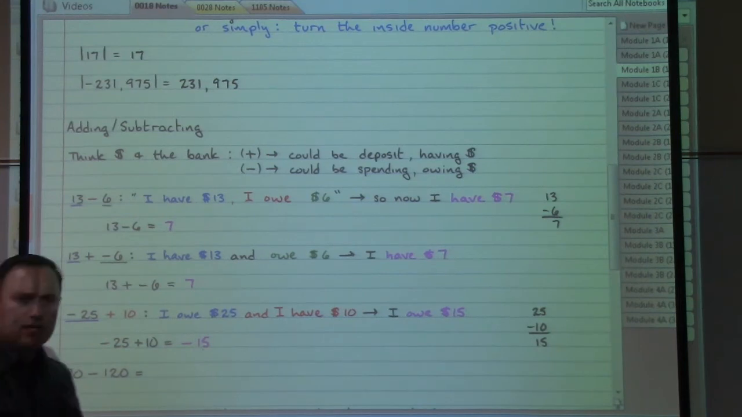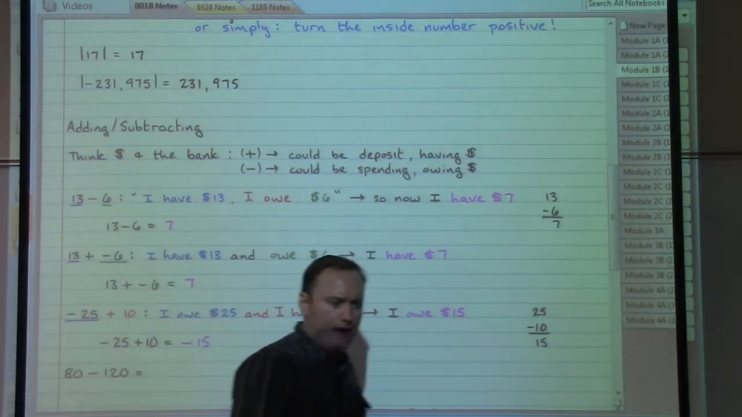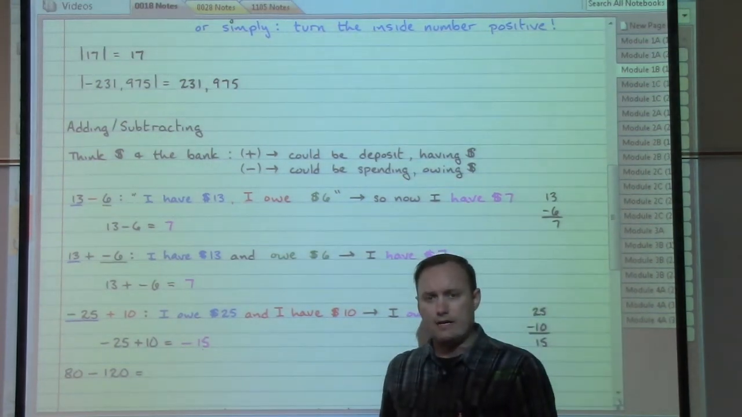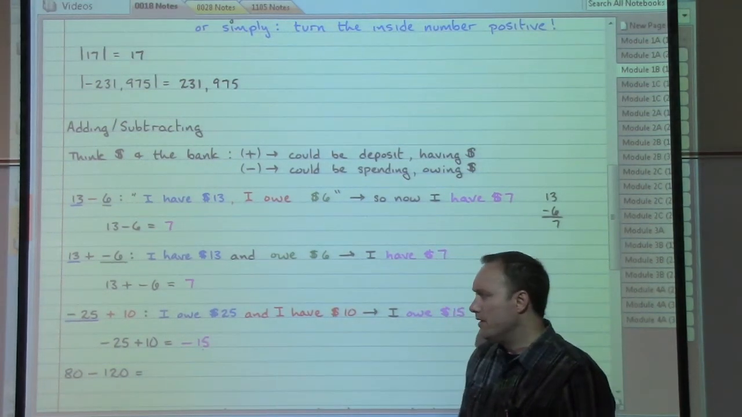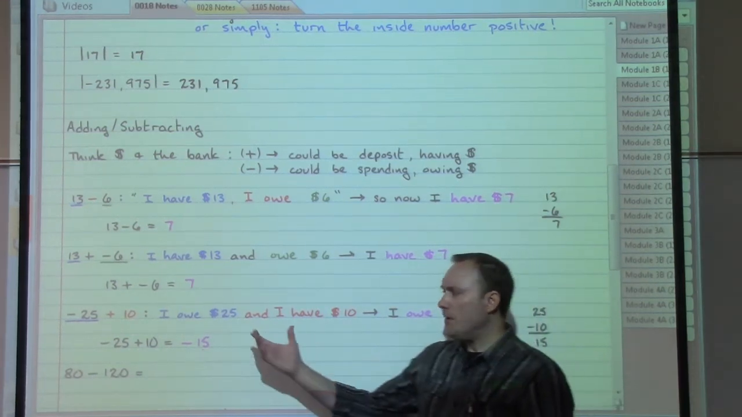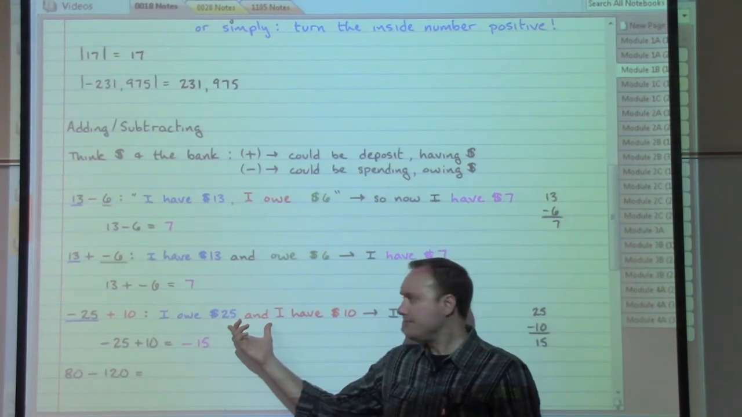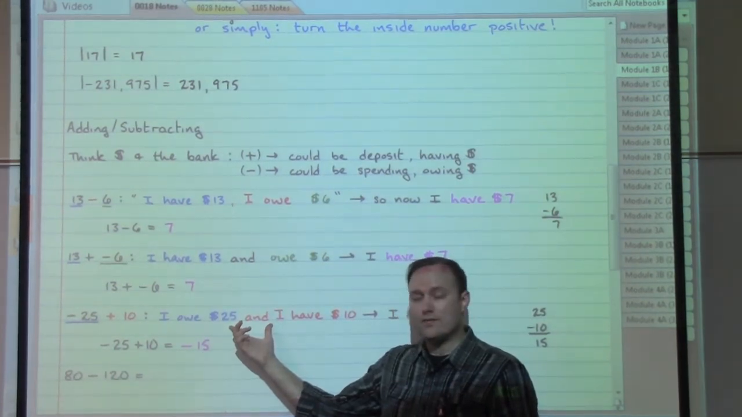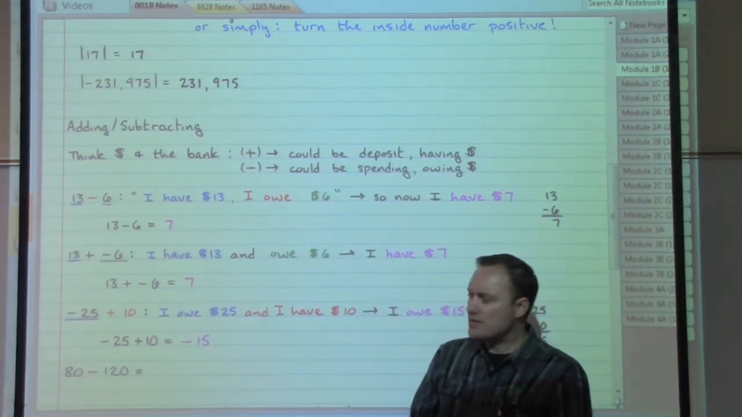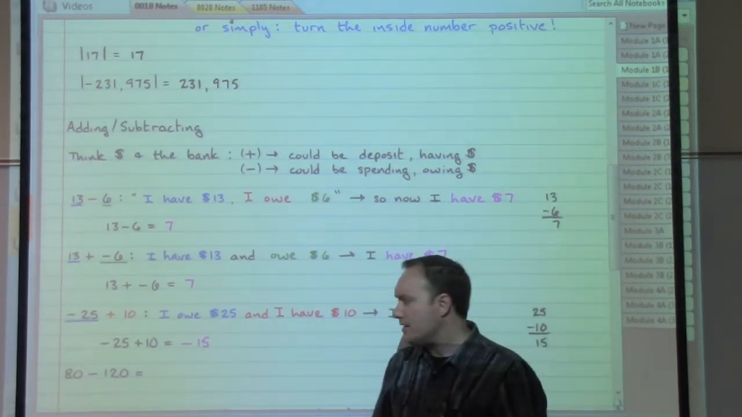I don't have to literally write down these money statements, but it can sometimes be a good idea if you find yourself making too many mistakes about having a positive answer when you should have had a negative answer, or vice versa. So if you find yourself making too many of those kinds of mistakes, maybe take that little extra bit of time and write something along the lines of this, or a shorthand version of it. I owe such and such, I have such and such. Help yourself keep track of things.